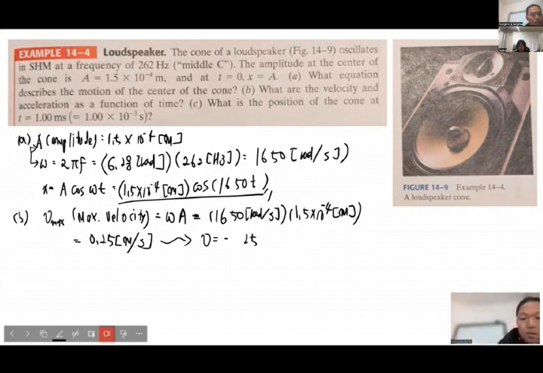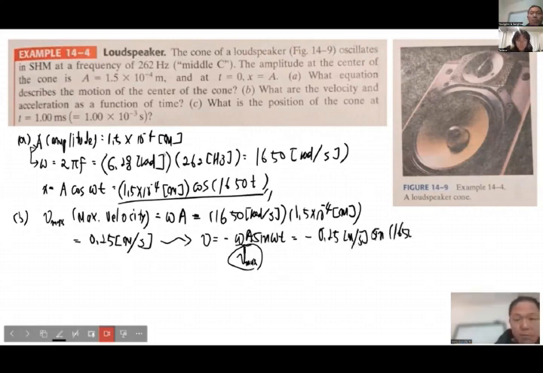If you plug them into the formula of velocity of simple harmonic oscillator, then velocity should be minus 0.25. So let me write down the formula of velocity of simple harmonic oscillator. That is minus omega A sine omega t, right? If you plug the numbers, this omega A itself is the maximum velocity v max, so that should be minus 0.25 meter per second sine 1650 t. That is velocity in time.